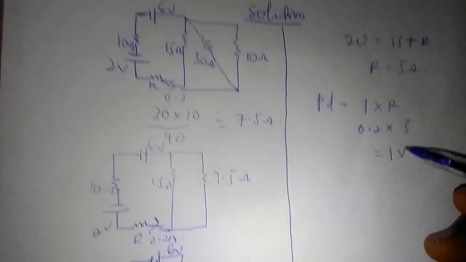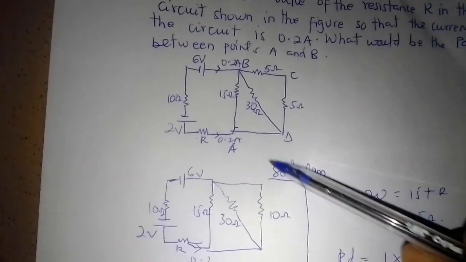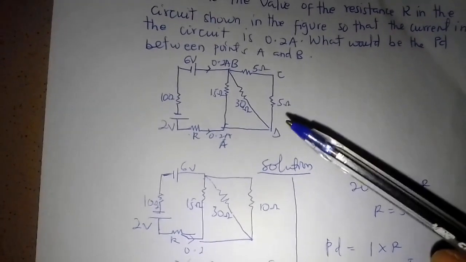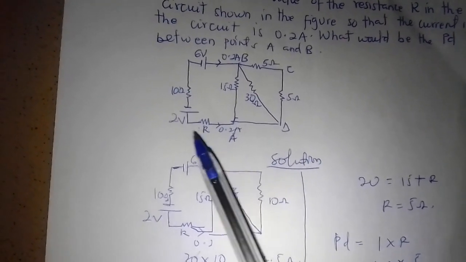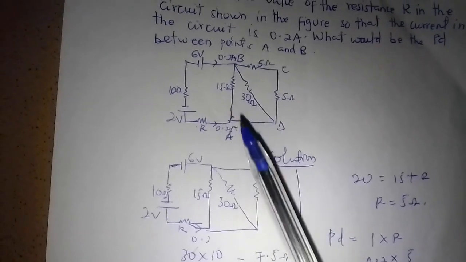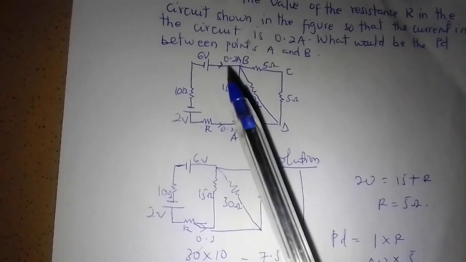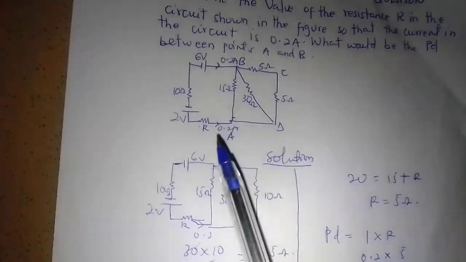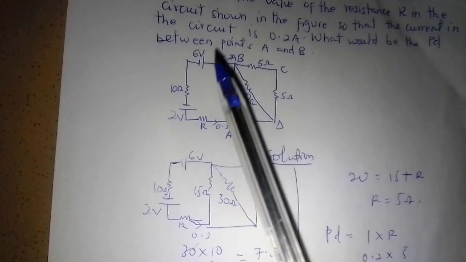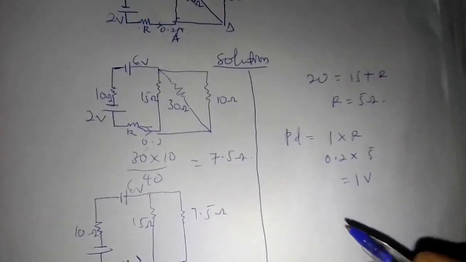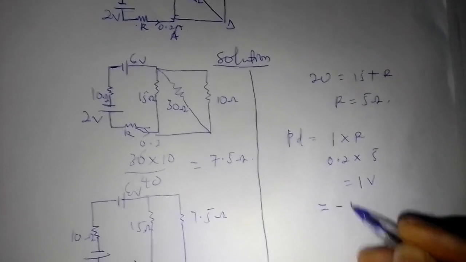But in the question here was A and here is B, so we can easily see that this current is moving this way and another current is moving this way, but you can see that the stronger or effective part of the circuit is this part, the 6 volts, which is coming down in this direction. So it's moving against the points given A and B, so it's going to be negative. So the potential difference will be negative 1 volt.